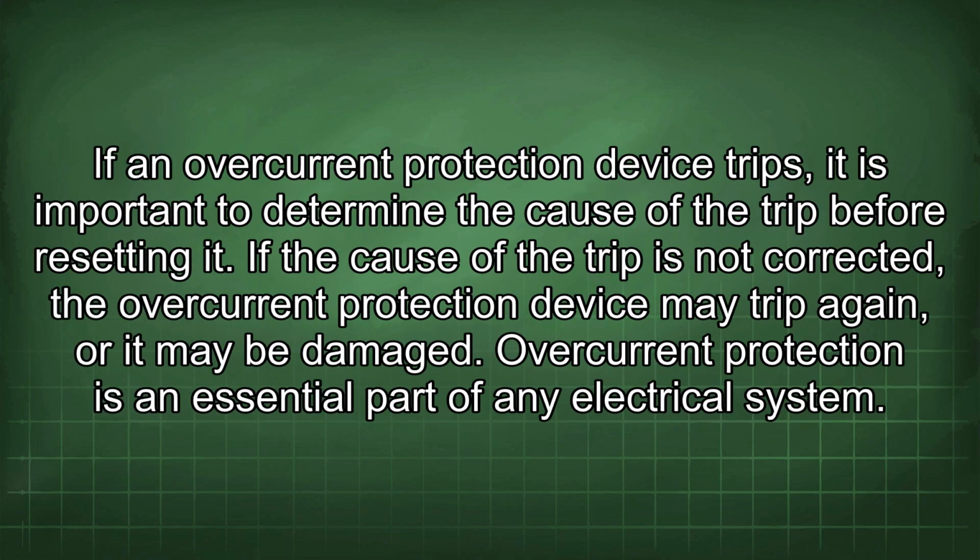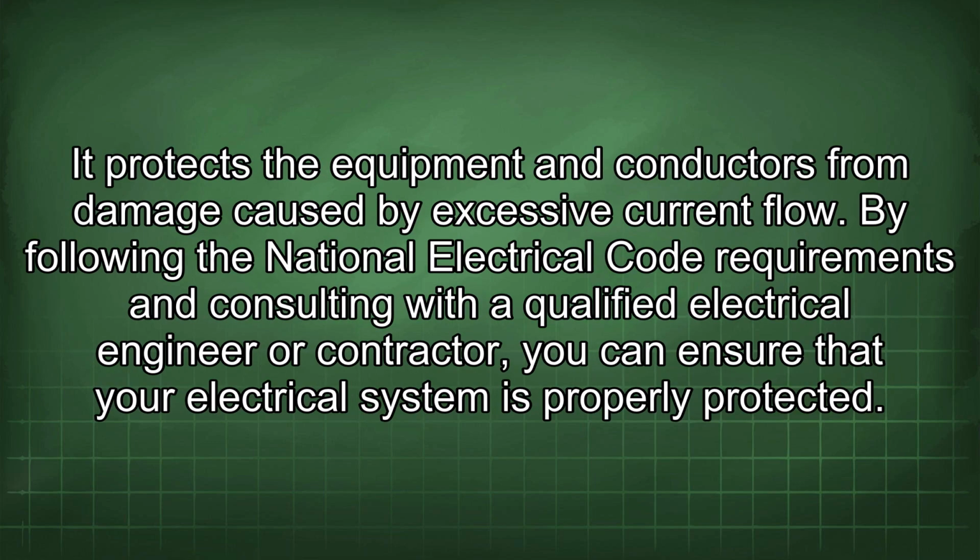If an overcurrent protection device trips, it is important to determine the cause of the trip before resetting it. If the cause of the trip is not corrected, the overcurrent protection device may trip again, or it may be damaged. Overcurrent protection is an essential part of any electrical system. It protects the equipment and conductors from damage caused by excessive current flow. By following the National Electrical Code requirements and consulting with a qualified electrical engineer or contractor, you can ensure that your electrical system is properly protected.